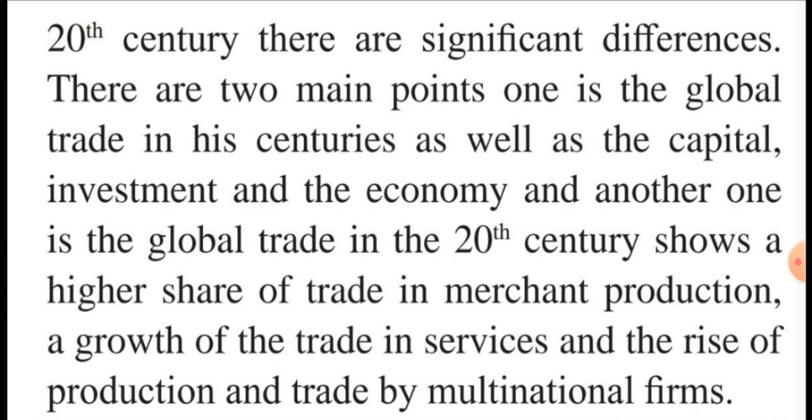The second one is that global trade in the 19th and 20th century shows a higher share of trade than merchandise production, how much they are producing. Then growth of trade in services, how the economic trade was developed through services. Then the rise of production, that means developed. Then trade through multinational firms, that means companies. Multinational companies. Can you understand, students?